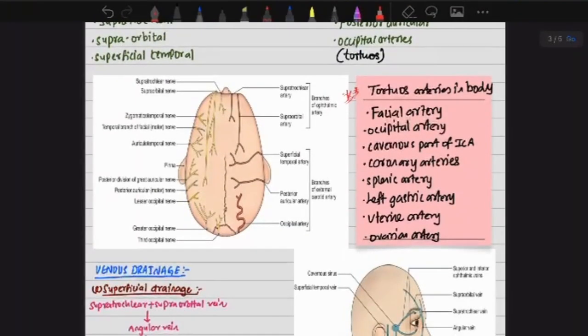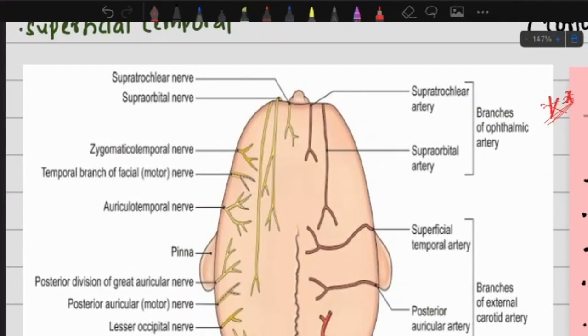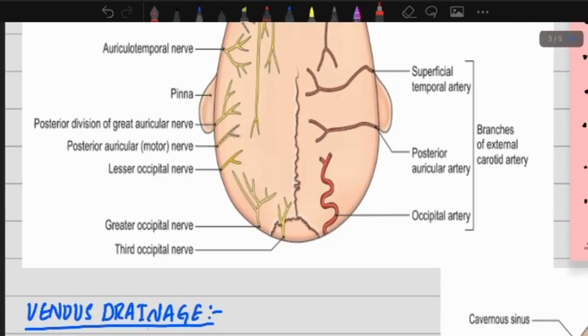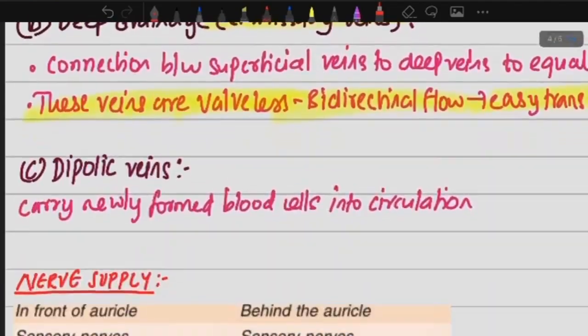Okay, we'll appreciate the same thing in this diagram. Diagrams are very important. Okay, so in front of the auricle we have the supratrochlear nerve, supraorbital nerve, and the zygomaticotemporal nerve, and the temporal branch of facial nerve, which is motor, and we have the auriculotemporal nerve. Posterior to the auricle, or behind the auricle, we have the great auricular nerve, the posterior auricular nerve, lesser occipital, greater occipital, and the third occipital. I hope you guys are clear with the nerve supply also.